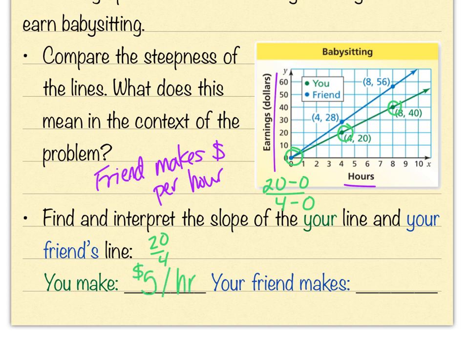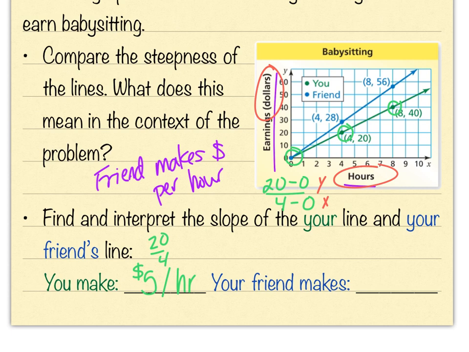per hour. Now, how did I know to label it like that? Well, since I know that the y value is on top and the x values are on bottom, the y is dollars and the x is hours. So I knew exactly that it had to be 5, not hours per dollar, but because it's y over x, dollars per hour. And that just makes sense.